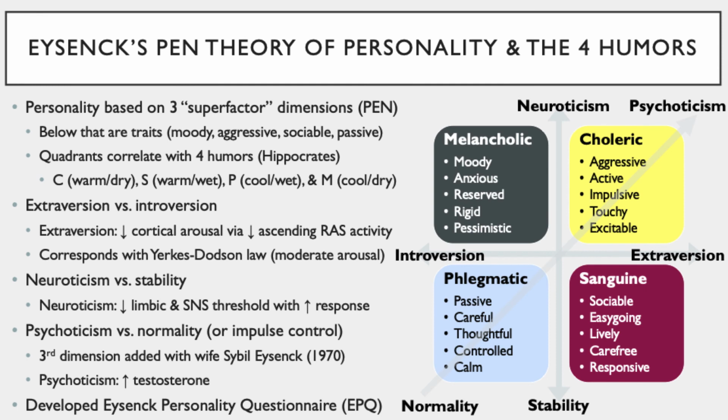Let's go through each dimension separately. The extroversion-introversion spectrum is differentiated between excitation and inhibition. The extroversion dimension reflects differences in cortical arousal due to differences in activities of the ascending reticular activating system, ARAS. As a reminder, it's the reticular activating system's job to activate the cortex. Therefore, high ARAS activity results in higher cortical arousal.